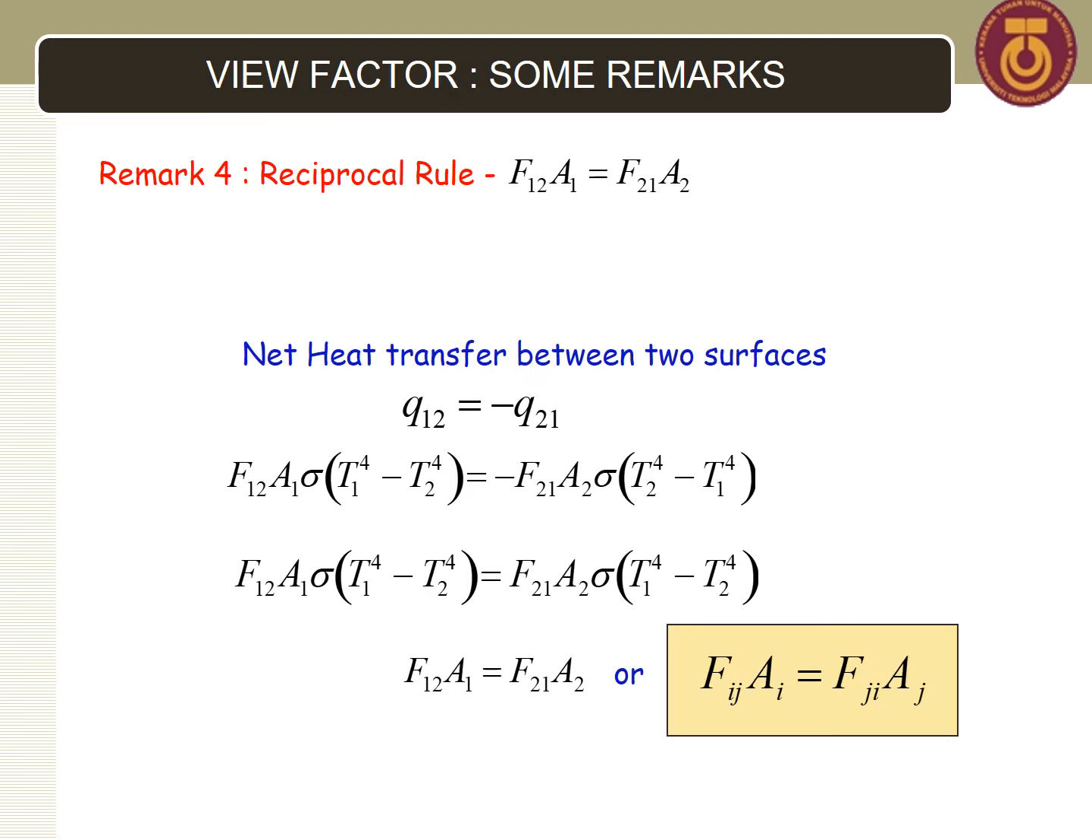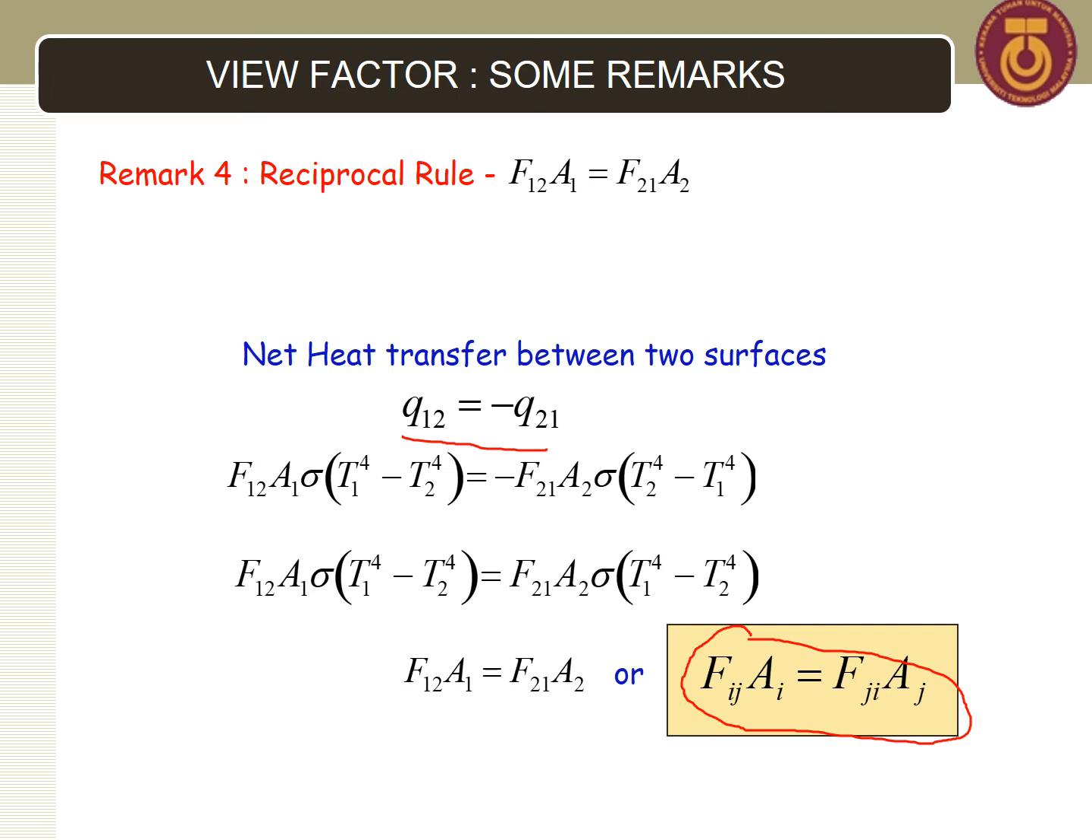Remark number 4 is called the reciprocal rule. The reciprocal rule gives a relationship between two surfaces in terms of their surface area and view factor. As you can see, this is the general formula of the reciprocal rule. This reciprocal rule is derived from this equation, that is the net heat transfer between two surfaces. As you can see, Q12 equals negative Q21. Okay, that is the net heat transfer between two surfaces.